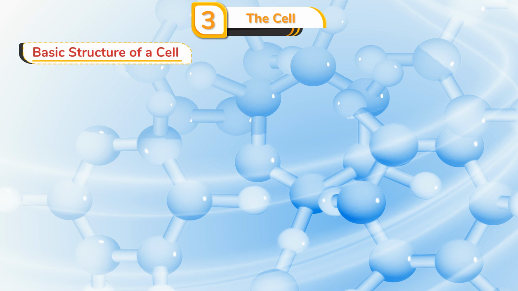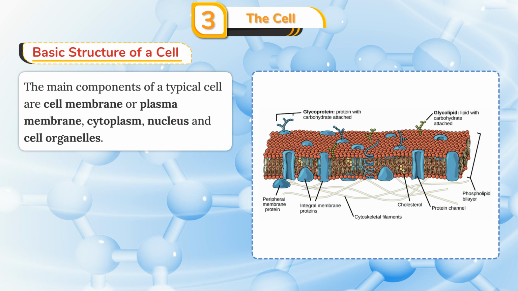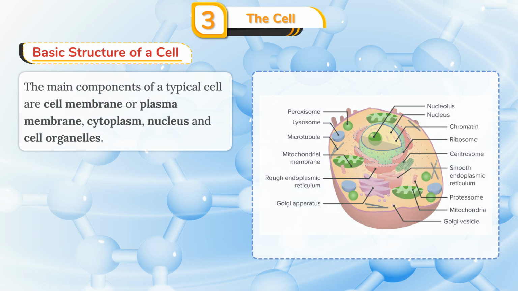Basic structure of a cell. Despite their variety in shape and size, most cells share a similar basic structure. This structure ensures that they can perform all necessary functions to sustain life. The main components of a typical cell are the cell membrane or plasma membrane, cytoplasm, nucleus, and cell organelles.